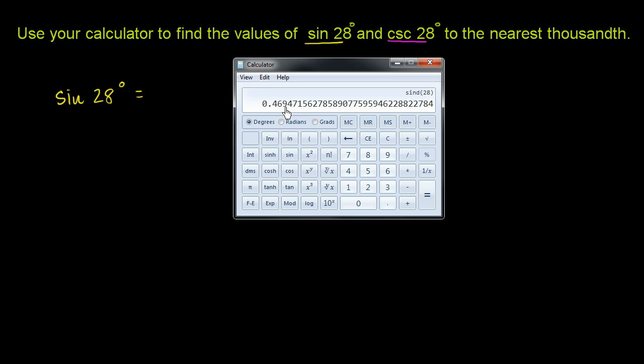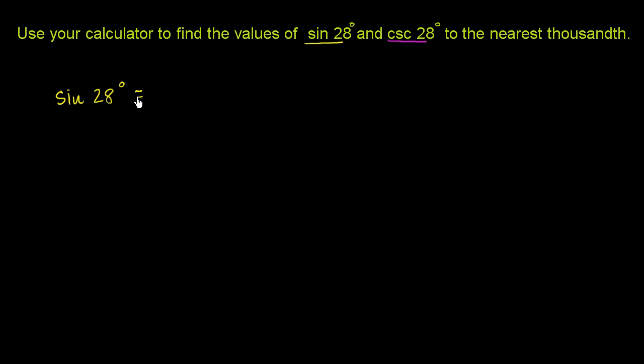So the thousandths place is the 9. And then the ten-thousandths is a 4, so we're going to round down. If this was 5 or higher, we would round up. So we get 0.469. Maybe we say approximately equal to 0.469. It's not exactly equal to it because we are, of course, rounding.